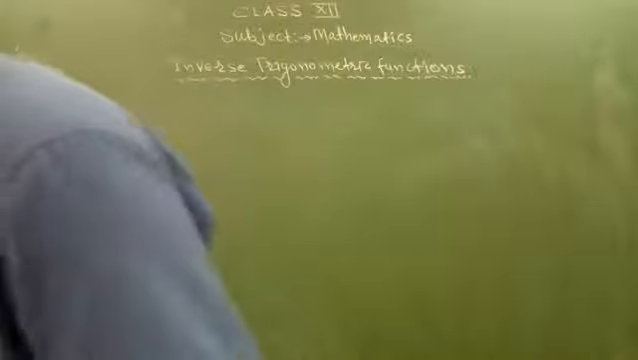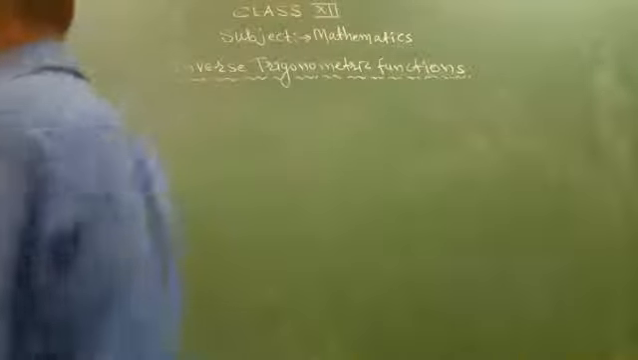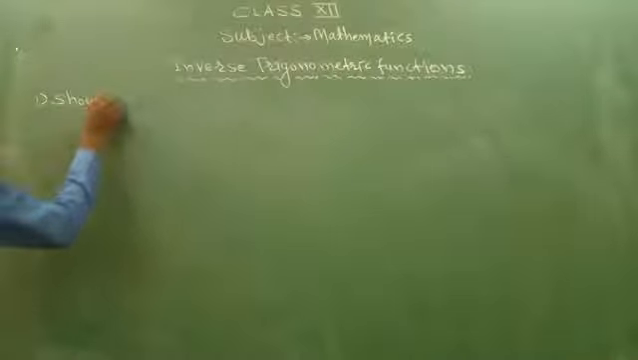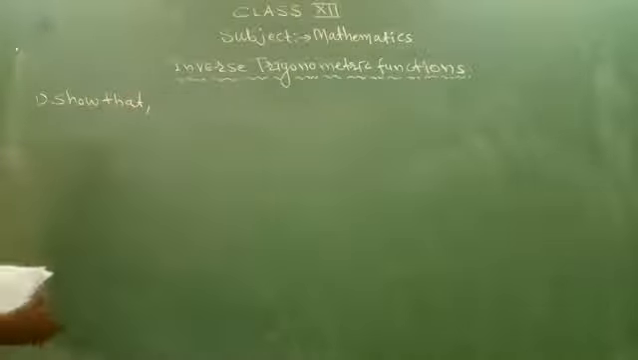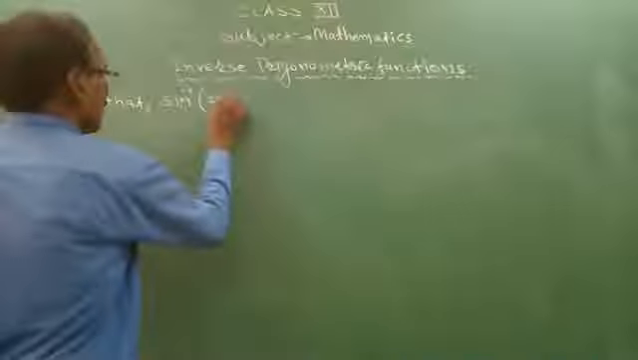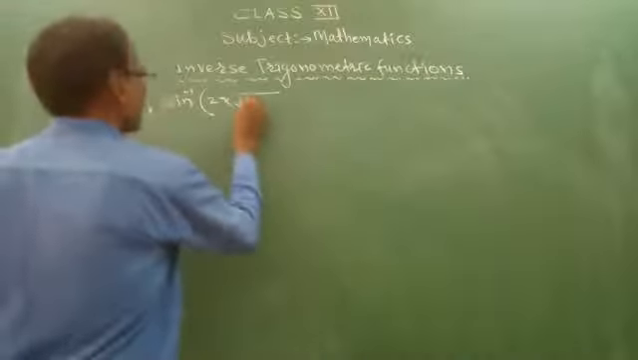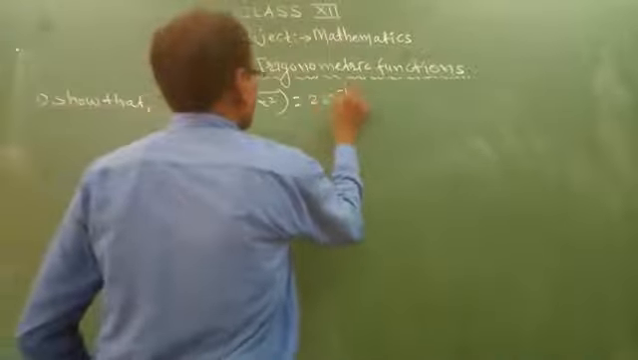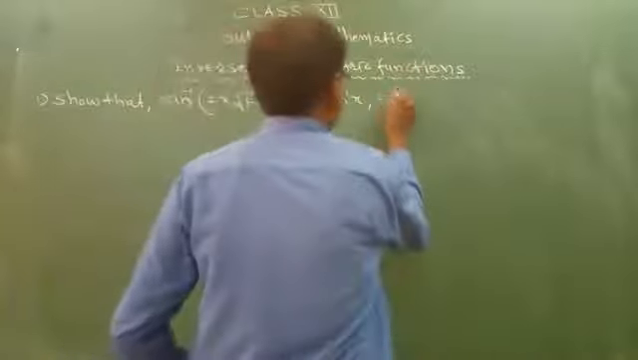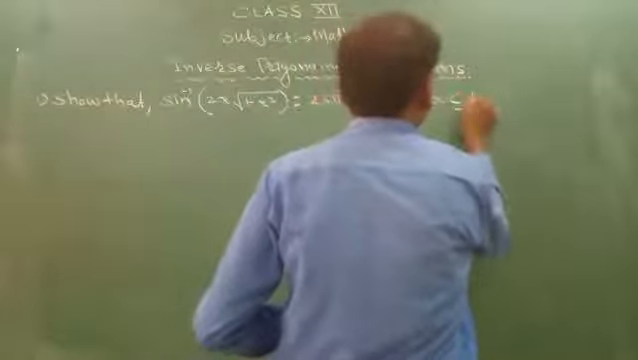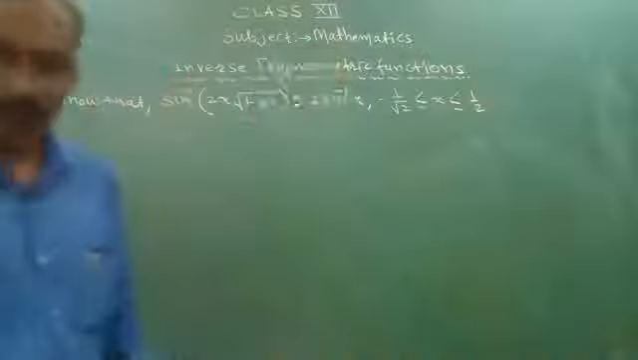So take the first example: show that sine inverse of 2x under root 1 minus x square equals 2 sine inverse x, where minus 1 upon under root 2 is less than or equal to x is less than or equal to half. This you have to prove.